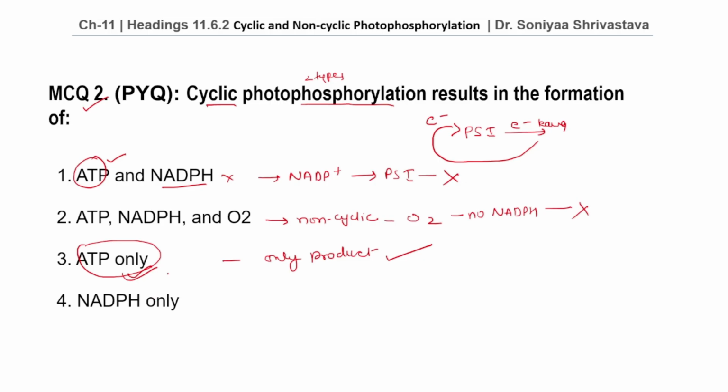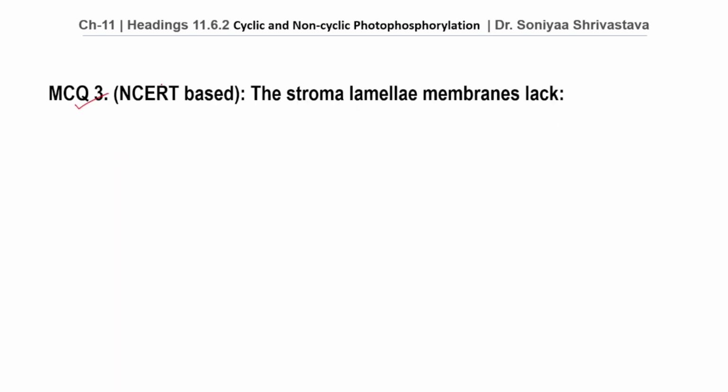NADPH, we already know, requires electrons to reduce NADP+, but in cyclic flow the electron returns to PS1 only and never reduces NADP+. Therefore, this option is also wrong. Moving on to MCQ number 3.